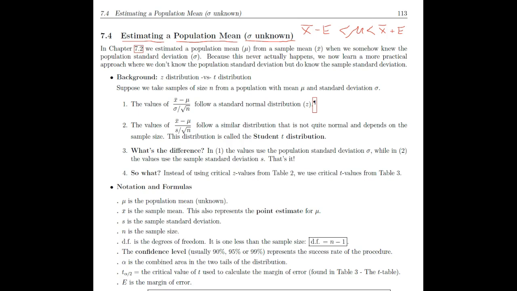And this is a much more realistic scenario because if we knew sigma, if we knew the population standard deviation, then you would probably know all the population data. And if you knew that, then you would be able to calculate mu. You wouldn't need to estimate it. So this is the more realistic scenario: if you're trying to estimate a population mean that you don't know, you probably don't know sigma.